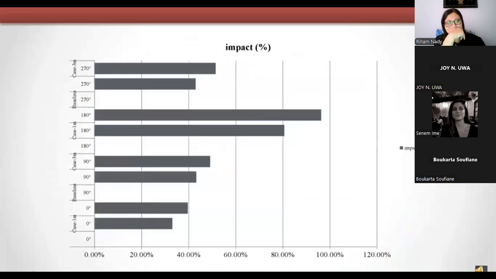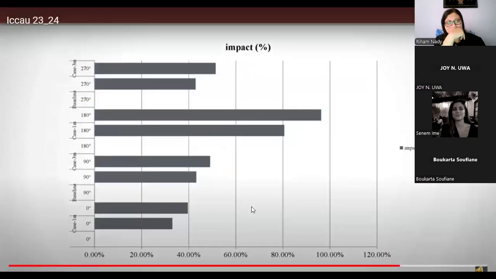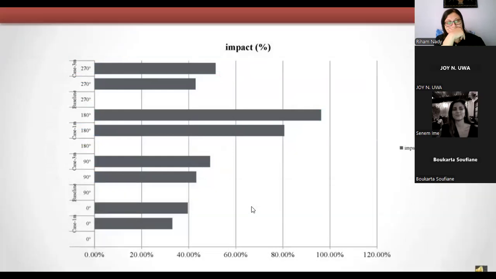But the impact of the setback varies from more than 30% for the north orientation, and the most important variation is observed with the south orientation, with an impact that could surpass 80% for the 1 meter depth, and quite 100% with 3 meters of depth.